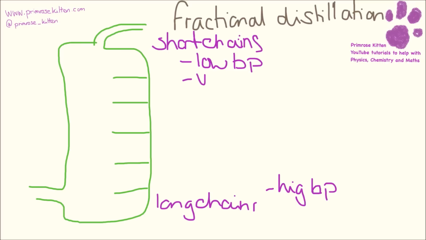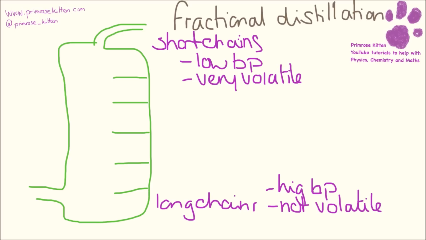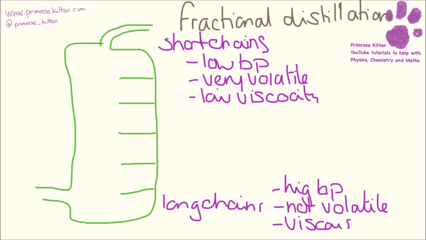The short ones are going to be very volatile, and the long ones are not going to be very volatile. The long ones are going to be very thick and viscous. That's like honey, so really, really hard to pour. Whereas the short ones are generally going to be gas, so they're going to be very, very runny, so that's going to have very low viscosity. The short ones are going to make good fuels and are going to be very flammable. Whereas the long chain ones are not going to be flammable.